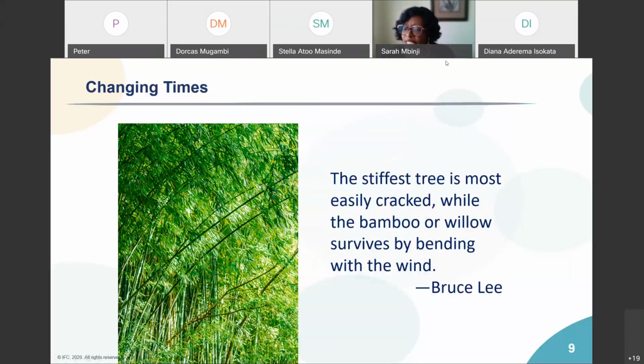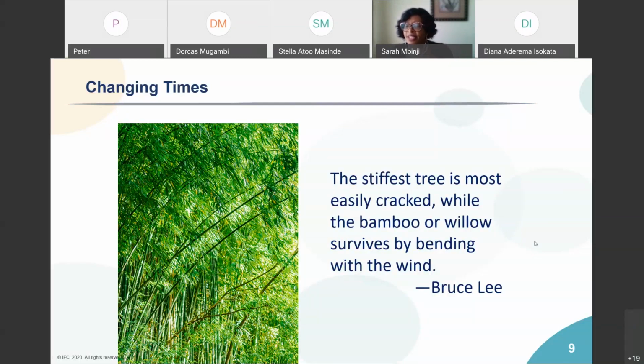I want to draw your attention to the words of Bruce Lee. Bruce Lee is a martial artist, and I'm sure you have heard about him, depending on how old you are. He gives us some wisdom about changing times. And because the environment is changing so much, because COVID has changed it and it continues to change, I think we can get some insights from this.